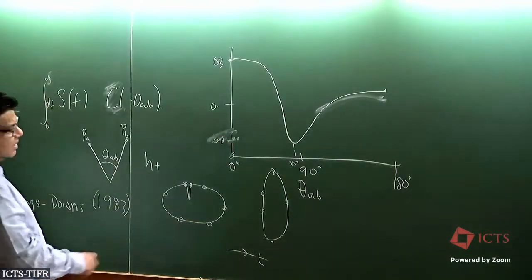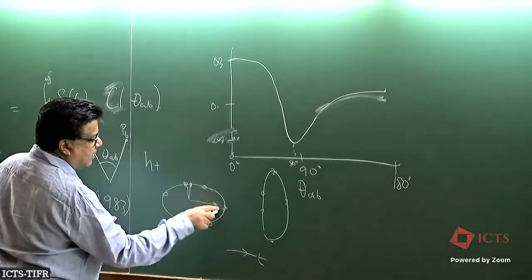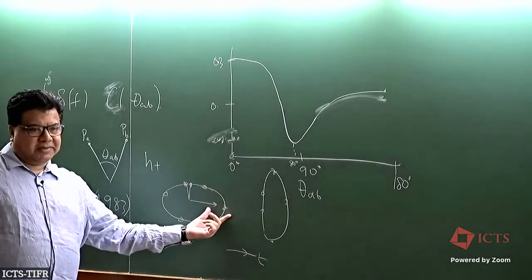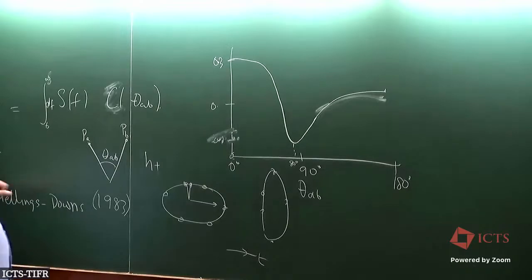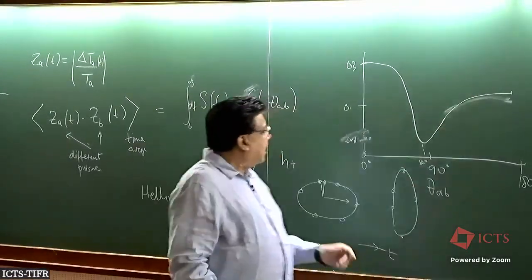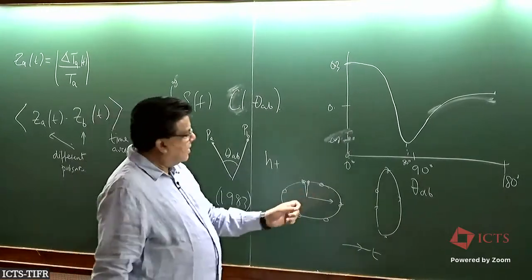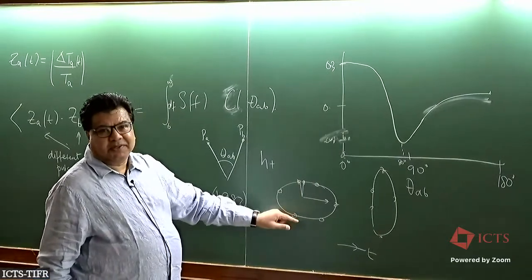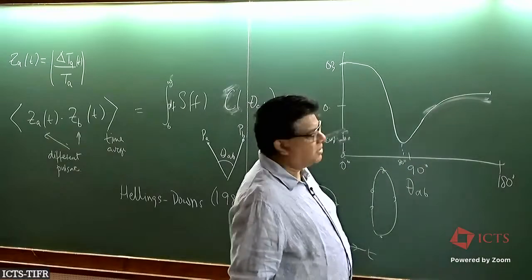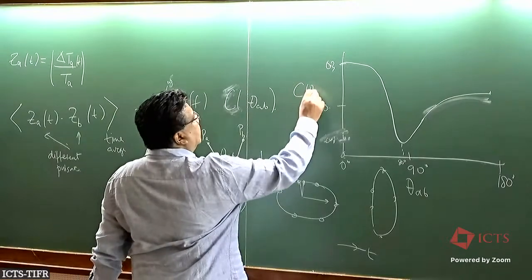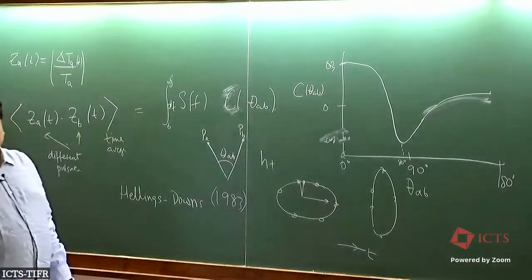On the other hand, if you look at two pulsars which are 90 degrees apart, space-time is squeezed in one direction but elongated in the other direction. So Z is positive in one case and negative in another. At 90 it becomes negative, and then at 180 degrees the correlation becomes positive again, because when this is squeezed, the antipodal point is also squeezed. The y-axis is C of theta AB. So this is the Hellings-Downs correlation.